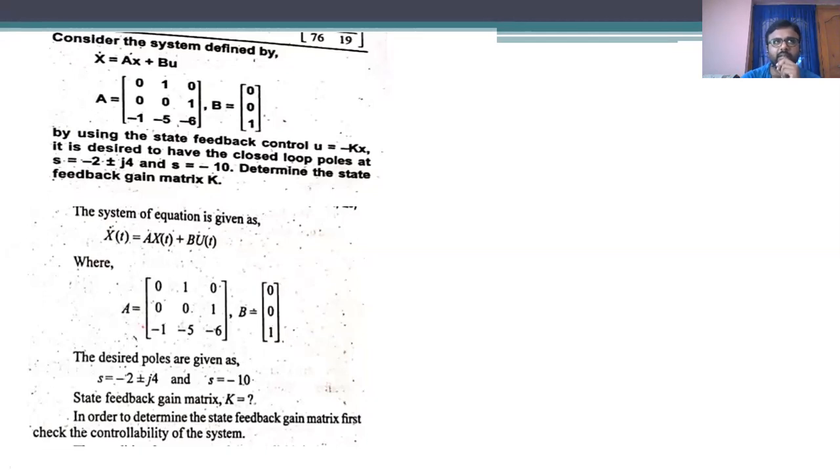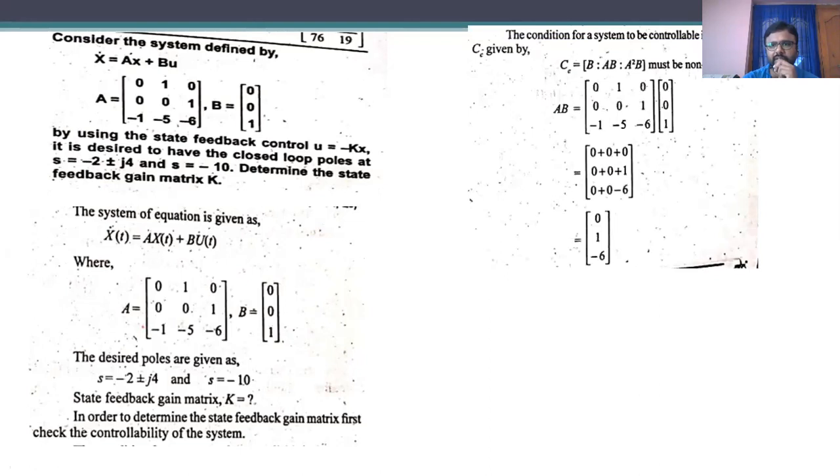The matrix A and matrix B are given, and we need to determine the state feedback gain matrix based upon the closed loop poles we have, that is minus 2 plus or minus j4 and minus 10.